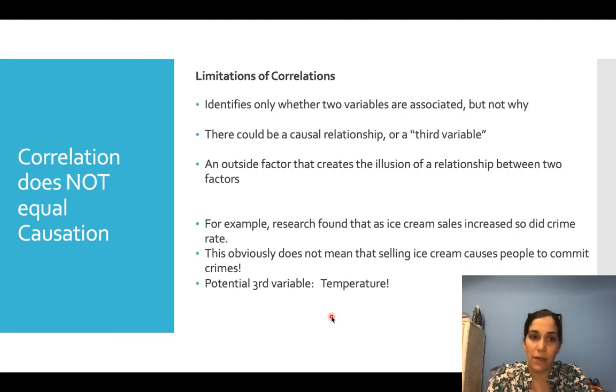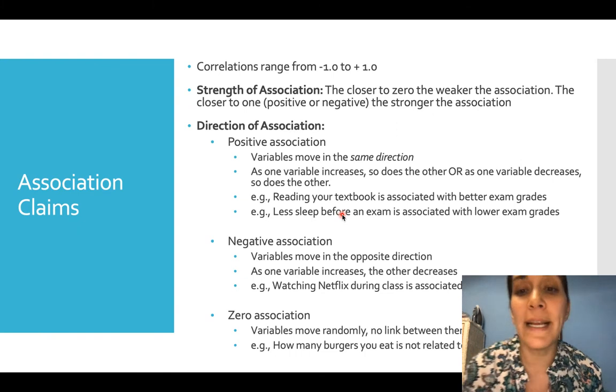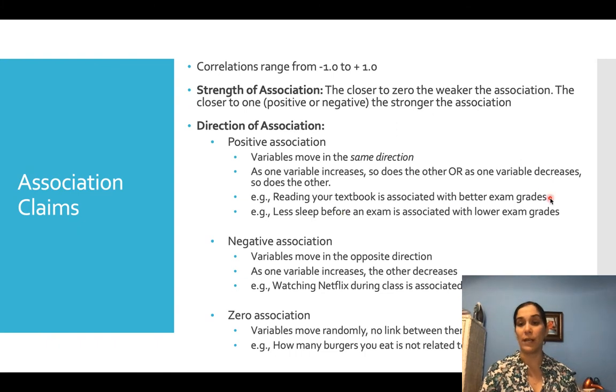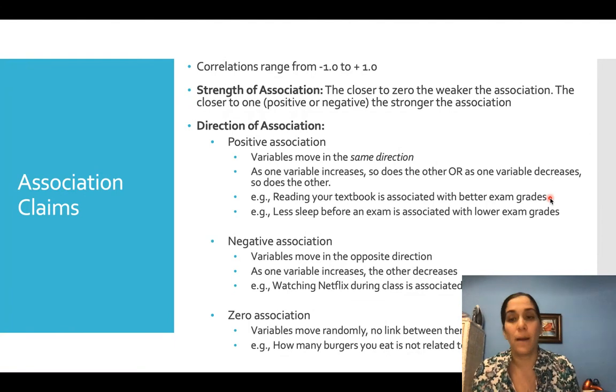Now, one really common caveat for a correlation, which you have probably heard a million times, is that correlation does not equal causation. Just because two variables are related to each other does not mean that one variable causes the other. But it's really easy to think that, especially in things that make sense, like reading your textbook being associated with better exam grades. You might be thinking, well, reading my textbook will make my exam grades higher. But that's not necessarily the case. A relationship does not mean that they have some sort of causality. They could have causality, but it doesn't necessarily mean that.